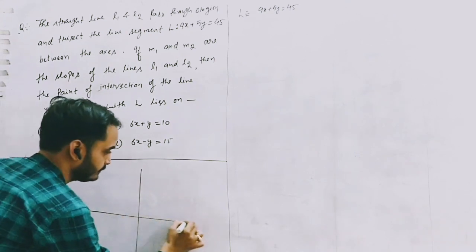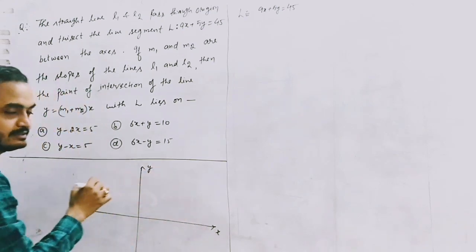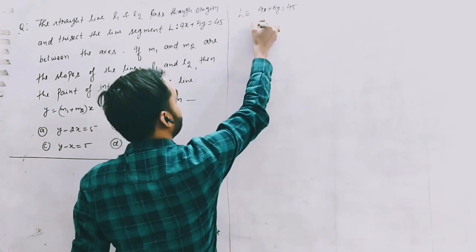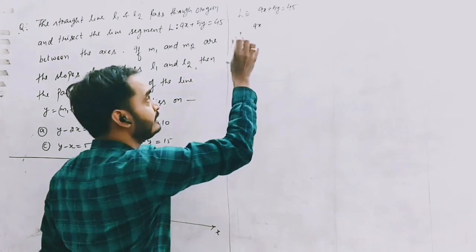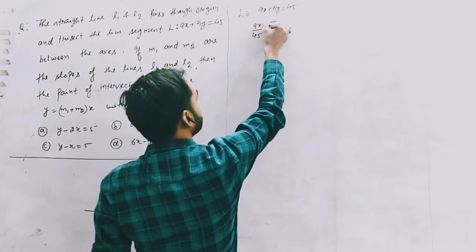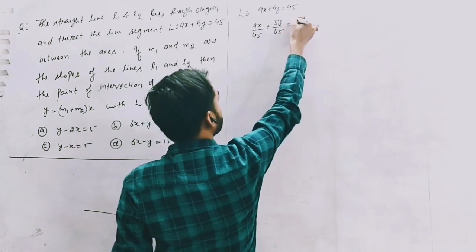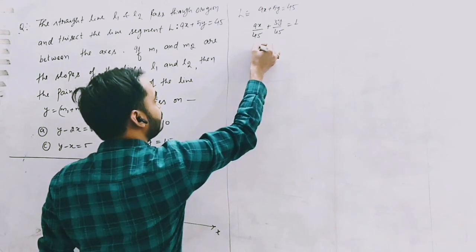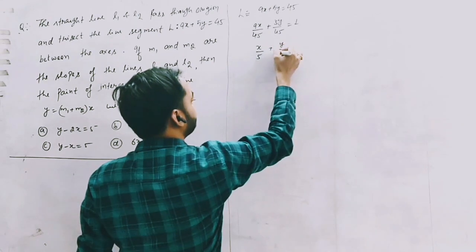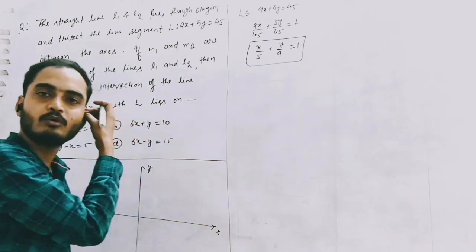So let's draw this. To draw this line on the coordinate axes, x-axis and y-axis, let's put it in intercept form. To do that, we will divide the whole equation by 45. So 9x upon 45 plus 5y upon 45 is equal to 1. Now on solving, we will get x upon 5 plus y upon 9 is equal to 1. So now this is the intercept form of the equation.